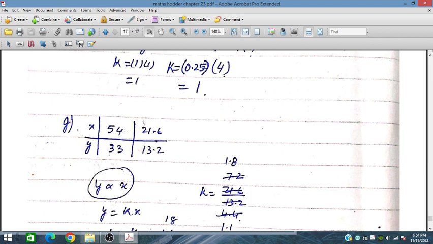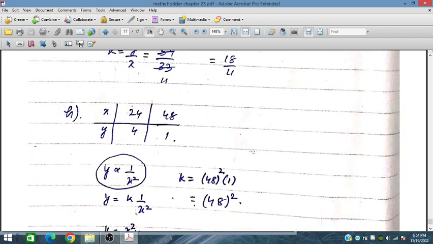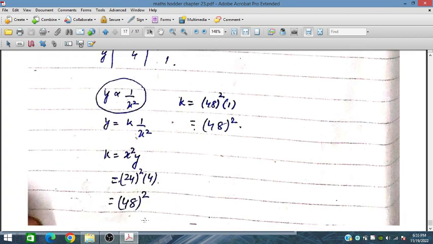Similarly for this one, when x reduces, y also reduces. So this is a direct relationship. Similarly for the last one, x is 24, y is 4; x increases and y decreases. With this multiplication and this second multiplication, we are obtaining the same results. So it means y is inversely proportional to x square.